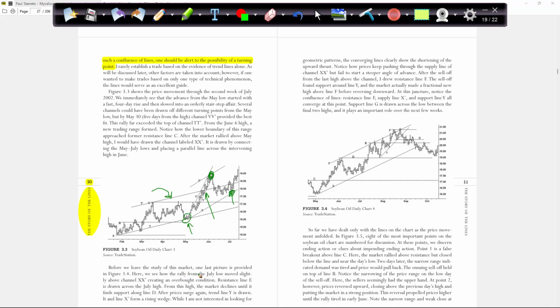Before we end the study of this chart, one last picture is provided in figure 3.4. Here we see how the rally from the July low moved slightly above channel X and X prime, creating an overbought condition, right? Okay. Resistance line E is drawn across the July high. This July high. From this high, the market declines until it finds support along line D.